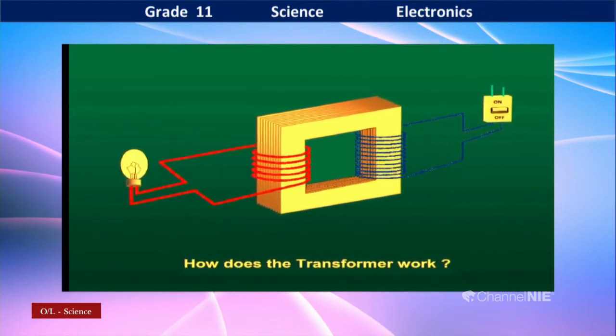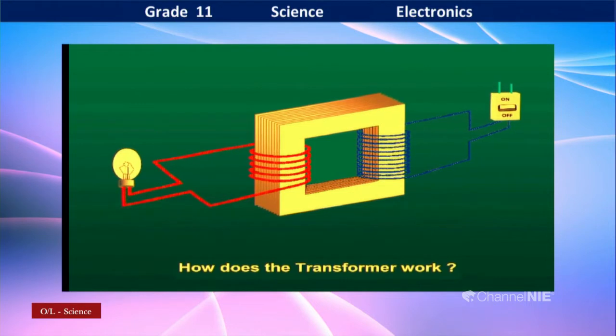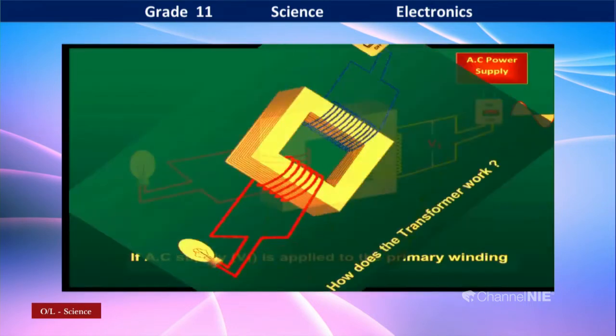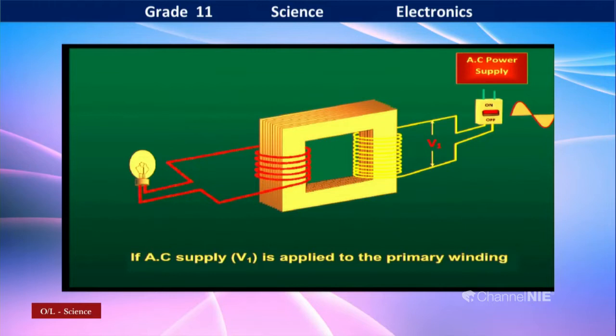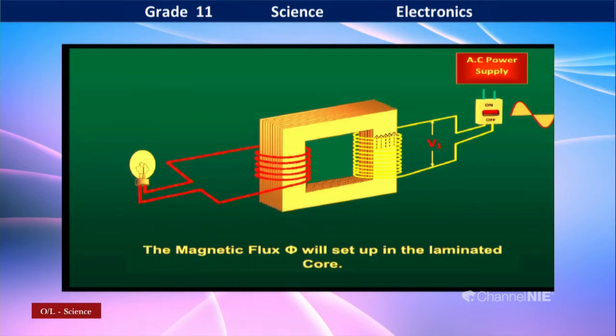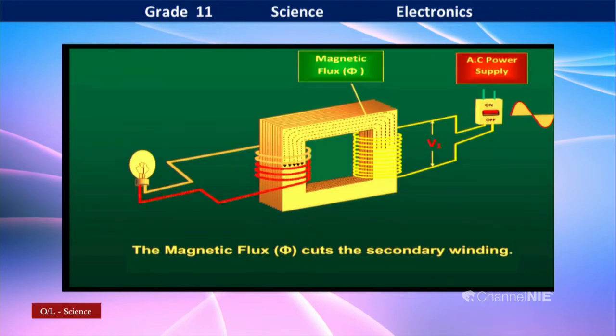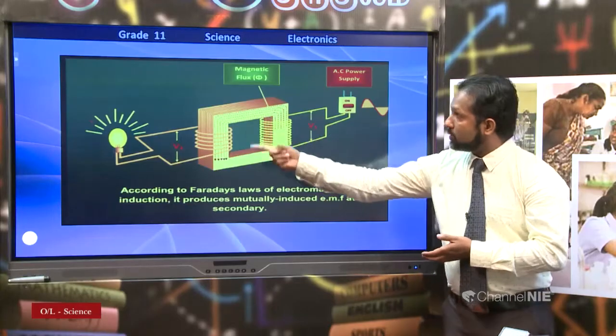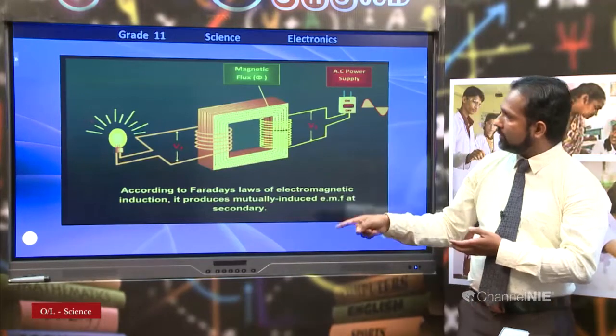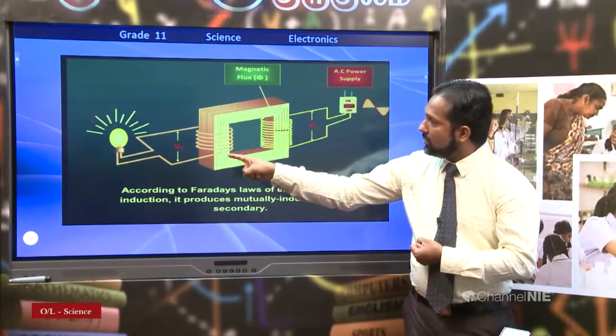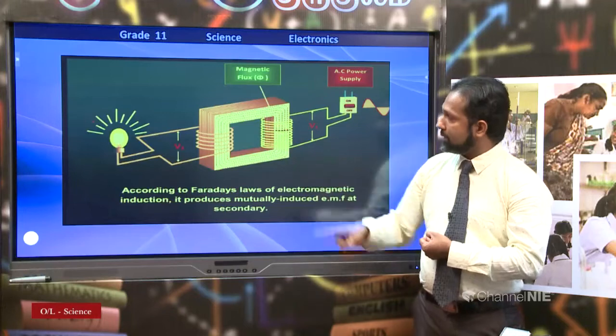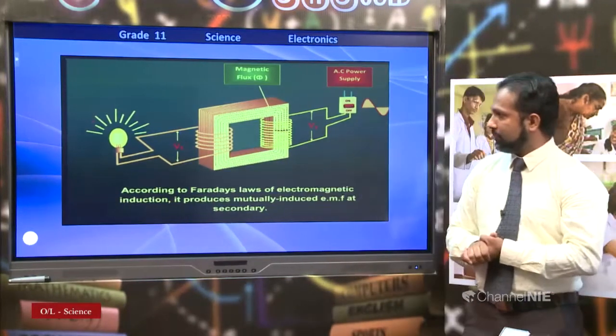The primary coil is the coil on which we apply the current, or which we supply the input current. The switch supplies AC power. When supplying the AC power to the primary coil, there is a voltage. We represent the voltage by V1. As a result of this current, the soft iron core becomes an electromagnet. As a result, an electromotive force is induced in the secondary coil.